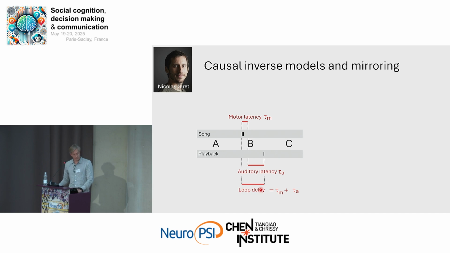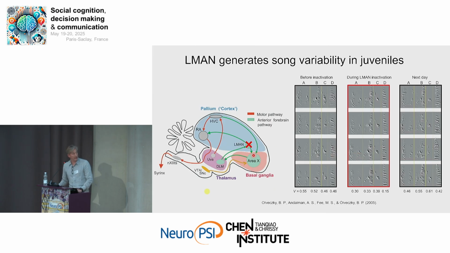And this is the same delay that would give rise to a peak in the cross-correlation function. If you take this spike train and this one and cross-correlate them, you expect to find a peak at tau. So this was the simple idea. The mirroring offset should be equal to the loop delay, and the brain area to look for this is L-man. L-man is a motor area, part of a cortical motor area that connects onto the premotor neurons of the song. And if you lesion L-man, then the song gets very stereotyped. So this is kind of the variability generator of the song.